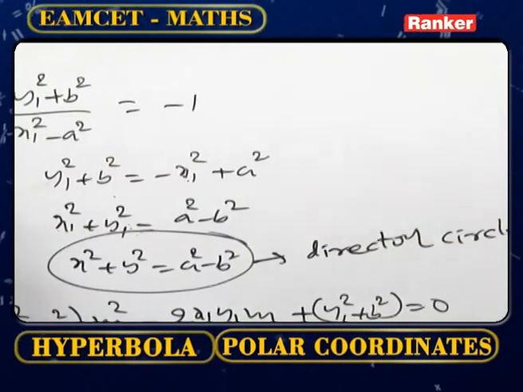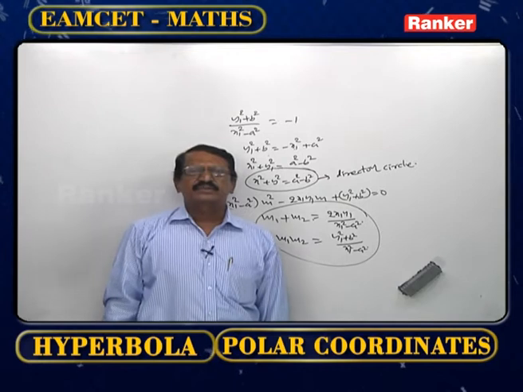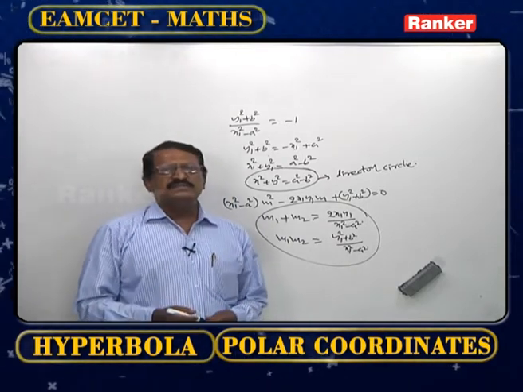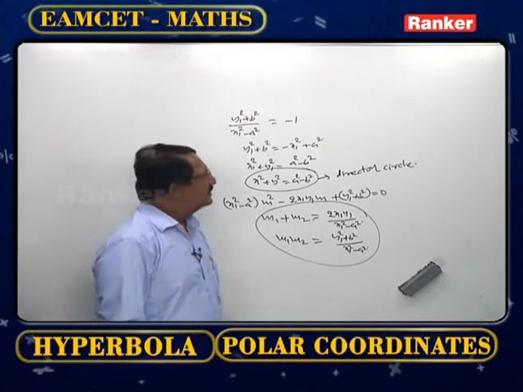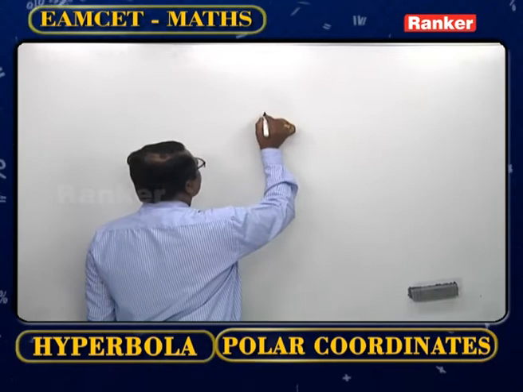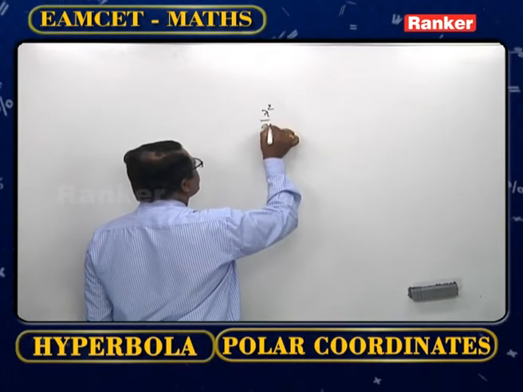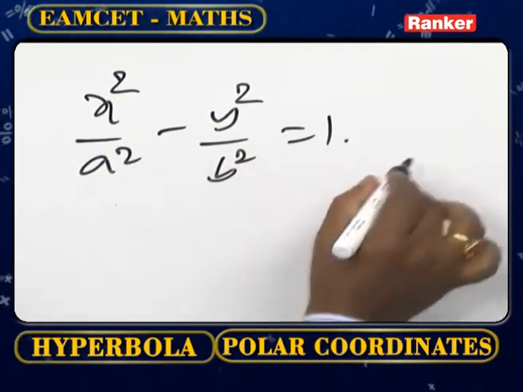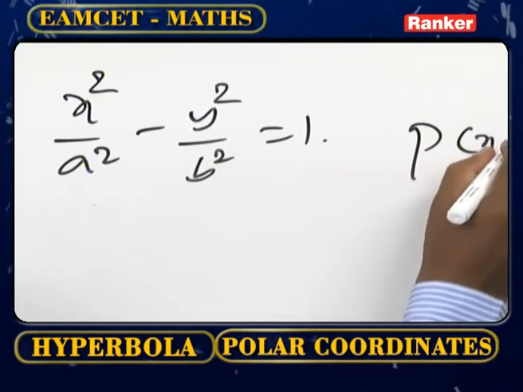Of the given hyperbola, the locus of the point of intersection of perpendicular tangents to a hyperbola is a circle. Then this circle is called the director circle of the given hyperbola. Suppose the hyperbola equation is x square by a square minus y square by b square equals 1, and (x1, y1) is a point.